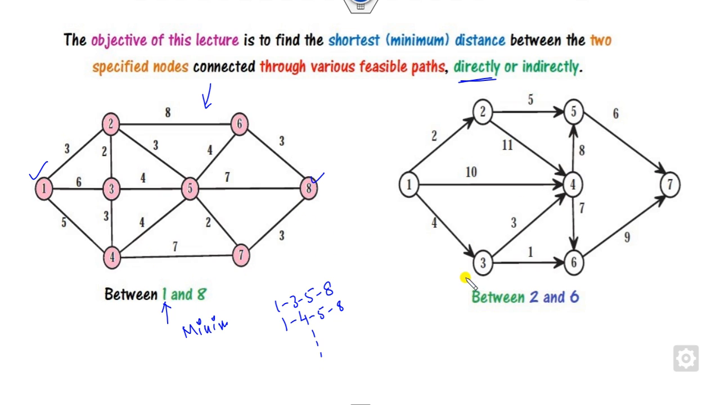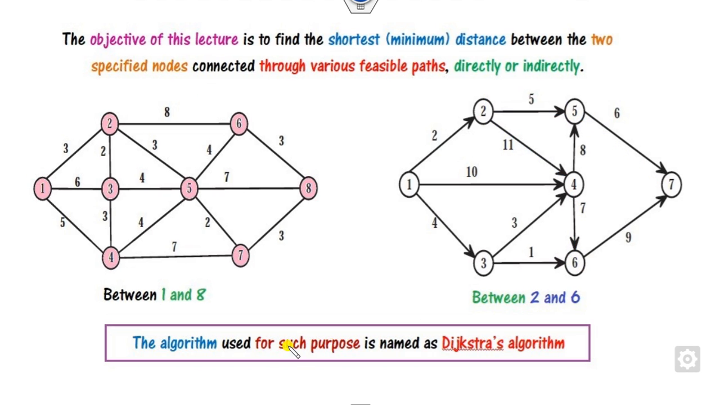Similarly, if you have the second network, how can you find the minimum distance between node 2 and 6? Again you can see there are many ways. This is the first way, this is another, and many more are there. How you can find this distance, we will see in this lecture. The algorithm we use for such a purpose is called the Dijkstra algorithm.